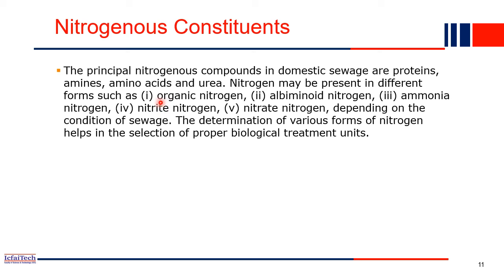Nitrogen may not be there as such, but in the form of organic nitrogen, or ammonium nitrogen, nitrate nitrogen, nitrite nitrogen. So nitrogen may be present in the wastewater in different forms, depending on the sewage condition. Some factories also produce a large quantity of nitrogenous pollutants. So we have to identify how much nitrogen constituents are present in the water, and also in which form nitrogen is present in the water. Based on that, we can design the water treatment and wastewater treatment plant.